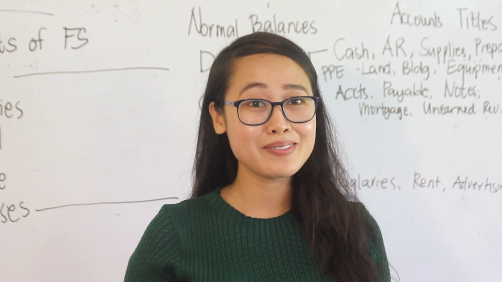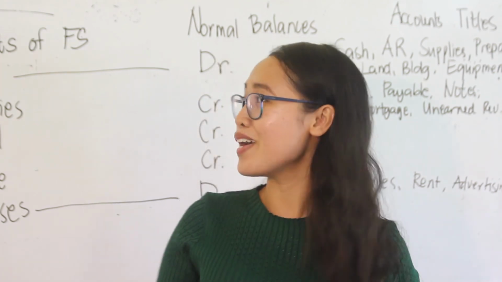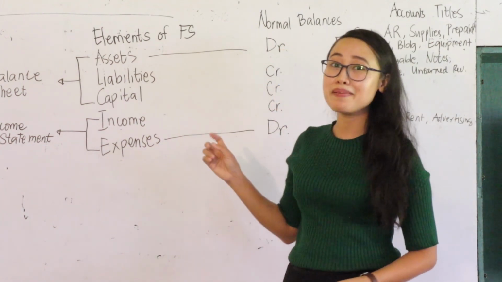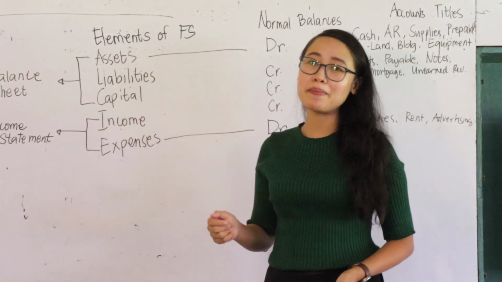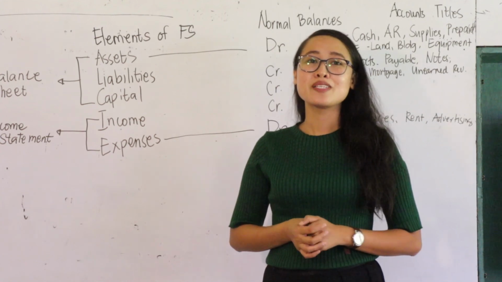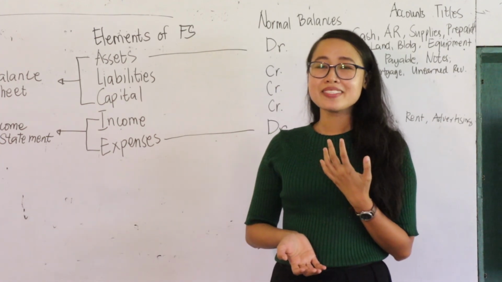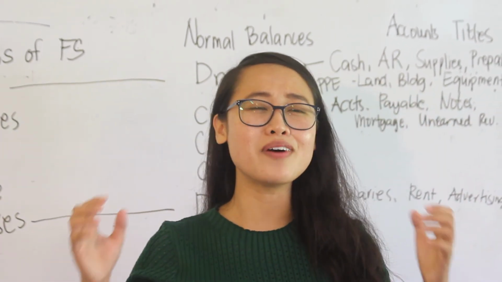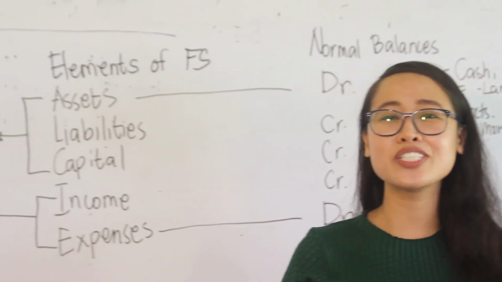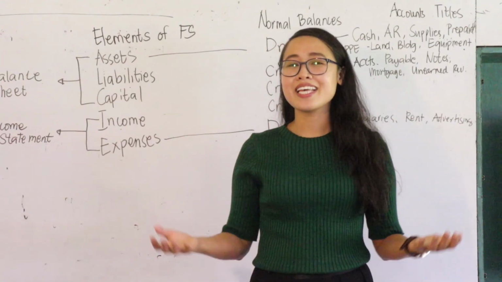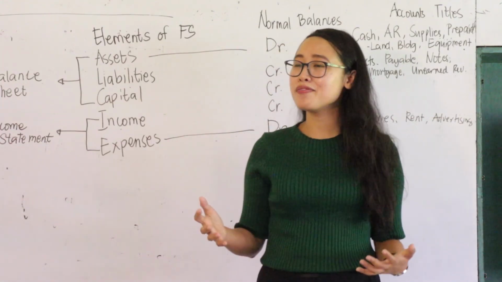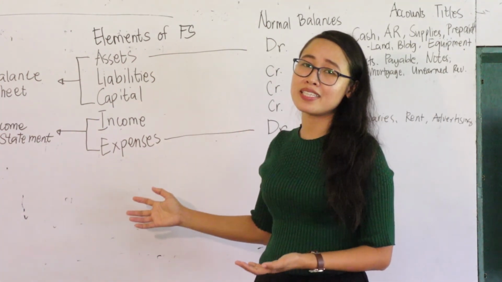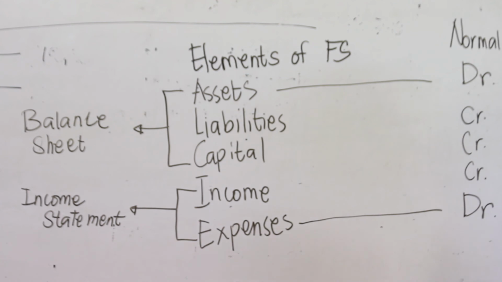So, as a review, last semester we learned about the elements of the financial statements. You still remember what are the elements of the financial statements? So I've written it here in the board. The elements of financial statements are assets, liabilities, capital, income, and expenses. By this time, when you say asset, you already have in your mind the definition, examples, and so on. But as a review, these elements are all that will be reflected in the financial statements.